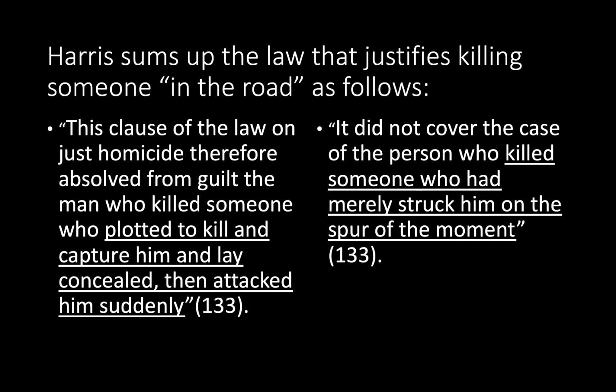In paragraph 2 on page 133, Harris summarizes the law for ambush by stating what does and what does not qualify as an ambush. Let's apply what he says to Oedipus. Oedipus could claim his killing of Laius was justified if Laius plotted to kill and capture him and lay concealed, then attacked him suddenly. He could not claim the killing of Laius was justified if he killed someone who merely struck him on the spur of the moment. Underline those 2 sentences at the beginning of that paragraph 2. Those are very important sentences for summarizing his point about the ambush.